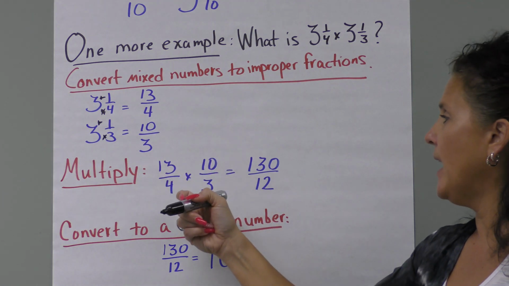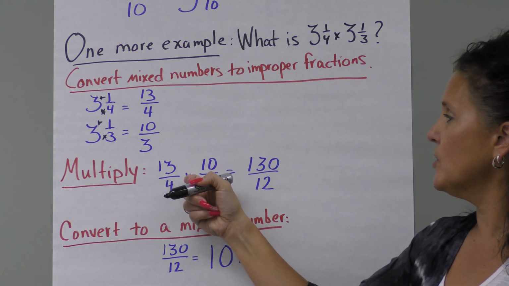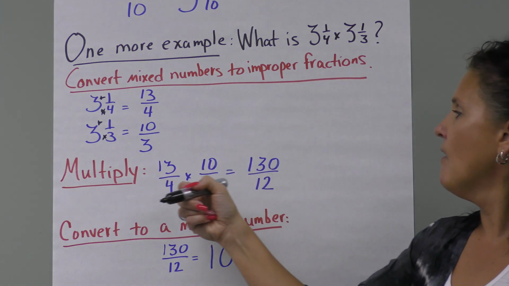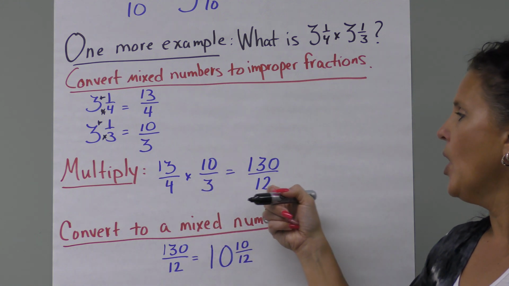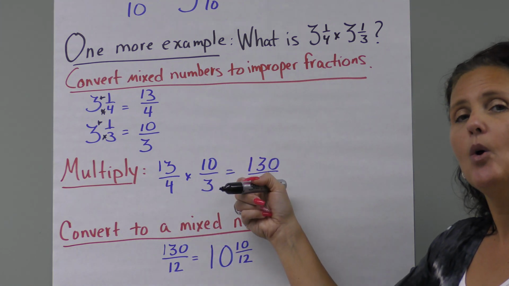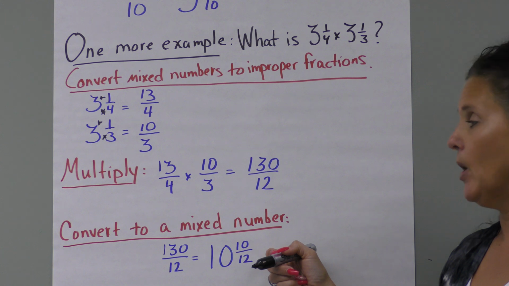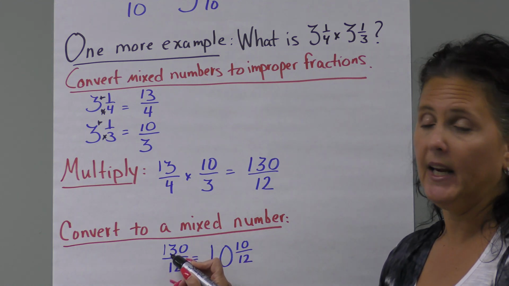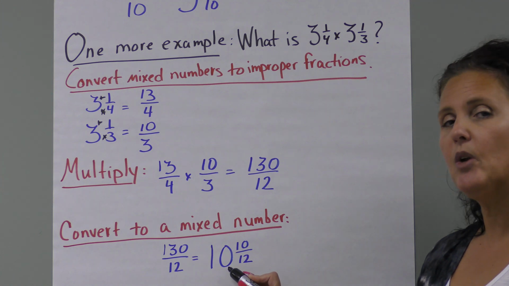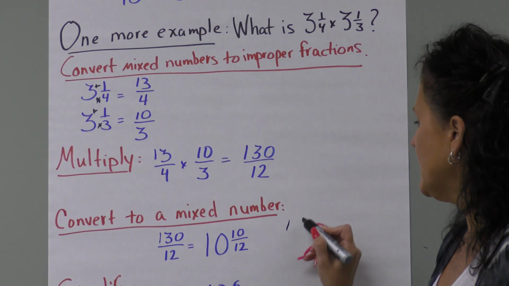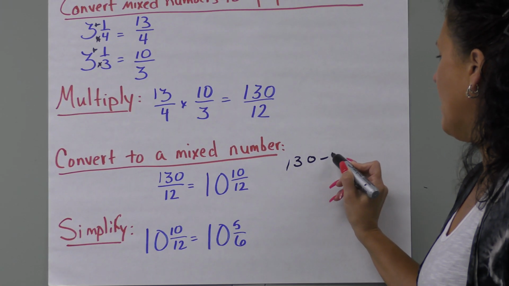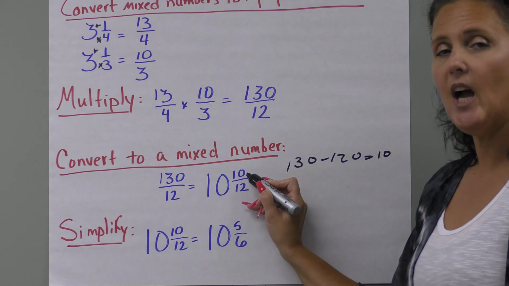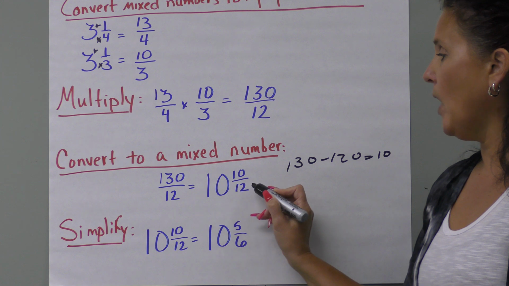Now we can multiply. We multiply the numerators. 13 times 10 is 130. 4 times 3 is 12. But we don't want to leave it here. We want to convert it to a mixed number. So how many times does 12 go into 130? 10 times, which would equal 120. So if we take our 130 and minus 120, we get 10. So we put it up here, and then there, bring our 12 over.